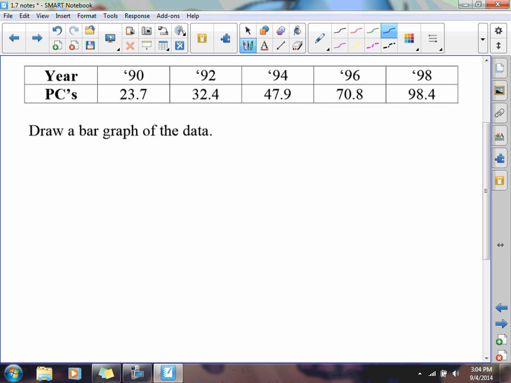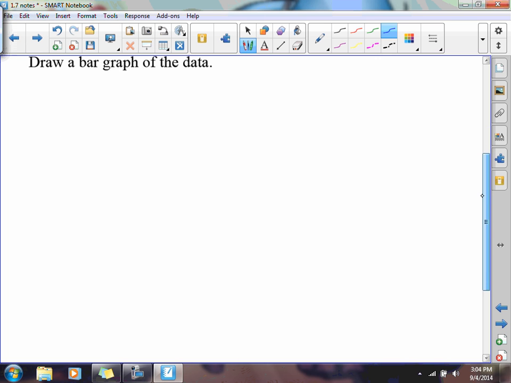Now this table looks a little funky. It's a horizontal table, and we're supposed to make a bar graph from it. So when we're making our bar graph, we want to remember that the first row going across the table is always going to represent the x-axis. And the next row is going to represent the y-axis. So when I'm drawing my bar graph, I might need to scooch down a little bit so I have a little bit of room.